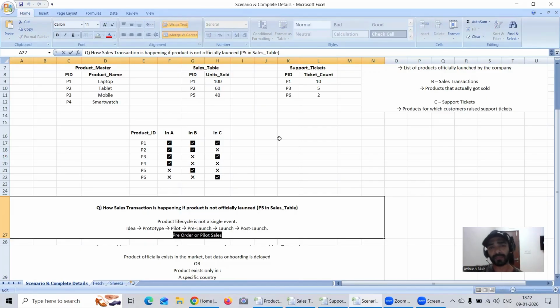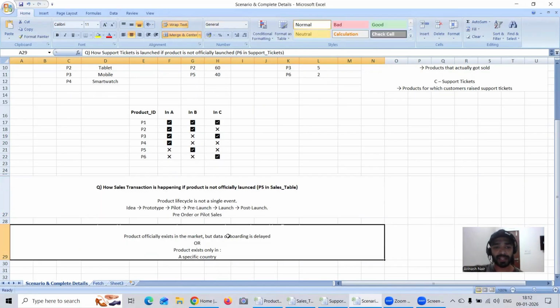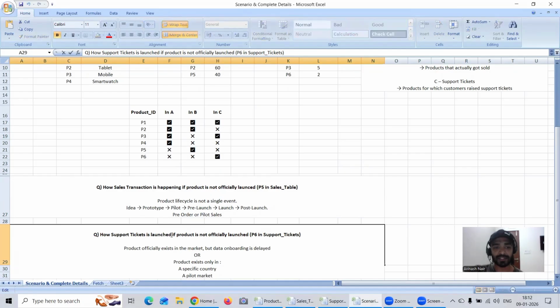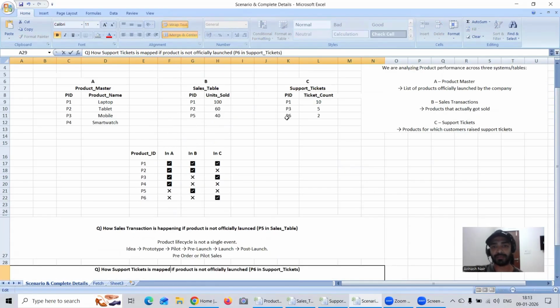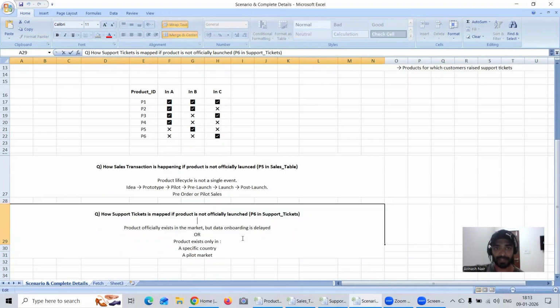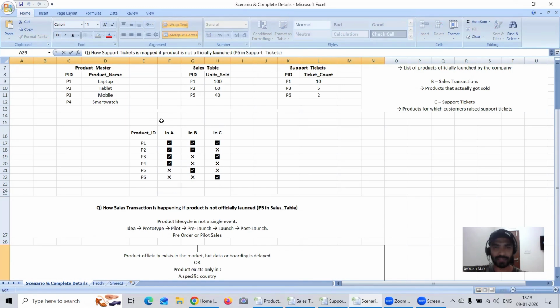Now there can be another question: hey, just a minute, how is a support ticket present and mapped if the product is not officially launched? For example, this P6. That can be another question you have. The reason is that the product officially exists in the market, but data onboarding is delayed. Sometimes this is very common: the product is officially launched, but for some reason it didn't get mapped into the product master. That can be one of the reasons.